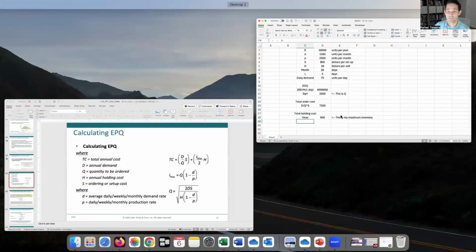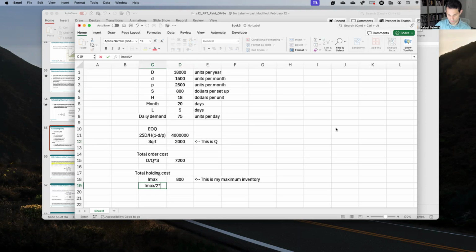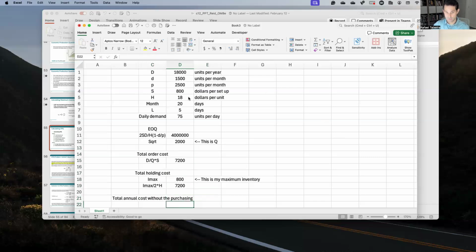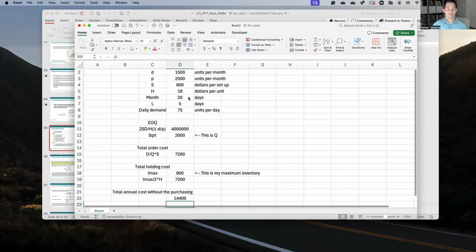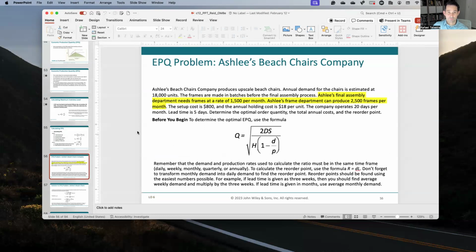All right, total holding cost depends on the I max. It's I max divided by 2 times H. That's the final formula. So open parentheses, this divided by 2 times my holding cost of $18. You see, same numbers, 7,200 and 7,200. It's designed to be like that, because both have to be the same since the order and holding costs are minimized. So finally, my total annual cost without the purchasing cost, remember, is this plus this: $14,400.